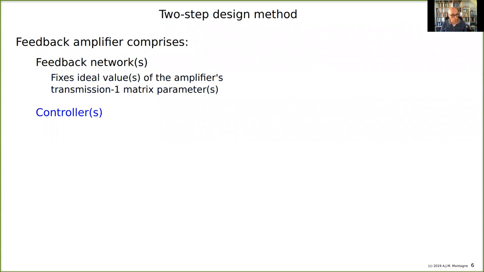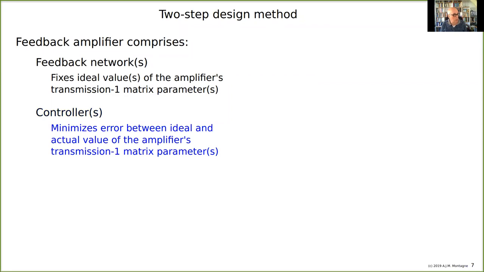And we have controllers, and controllers nullify the errors between the source quantity and the copies that we generated of the source quantities in the feedback networks. So that is for minimizing the errors. And that makes us also come to the two-step design.